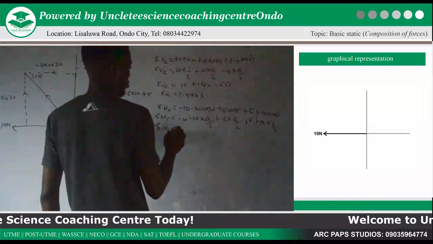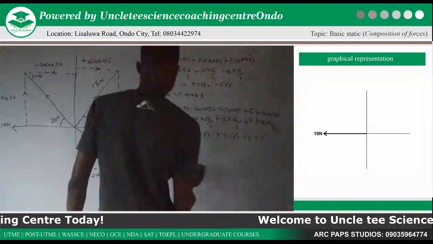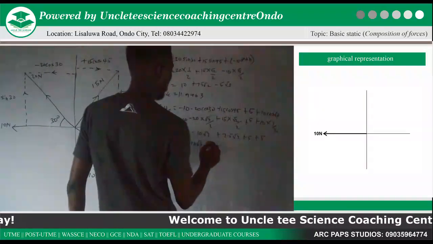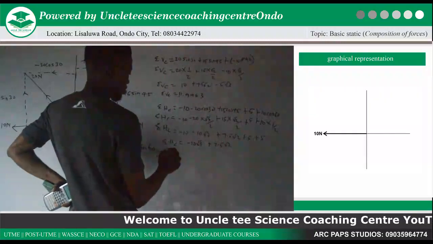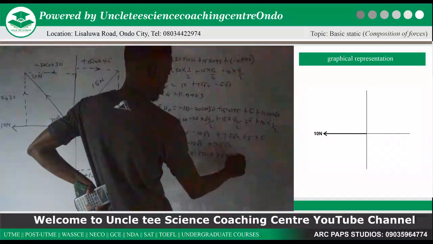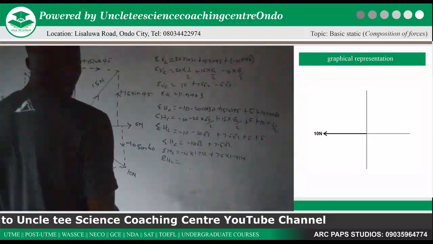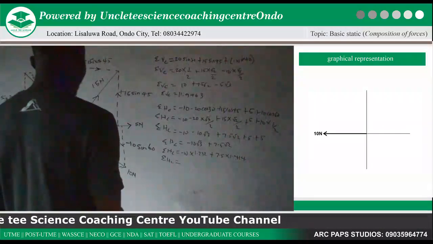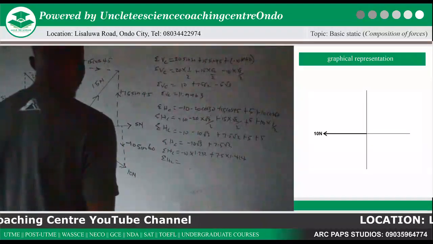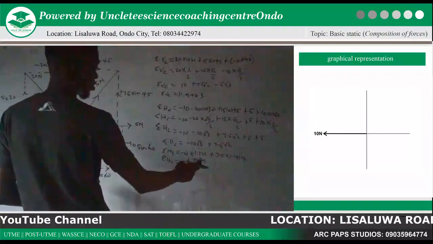Solving, the summation of the horizontal components gives minus 10 minus 10 root 3 plus 7.5 root 2 plus 5 plus 5. Now 5 plus 5 is 10, minus 10 is 0. This leaves minus 10 root 3 plus 7.5 root 2, which is minus 10 times 1.732 plus 7.5 times 1.414. That will give us minus 17.32 plus 10.6 which gives minus 6.7139.